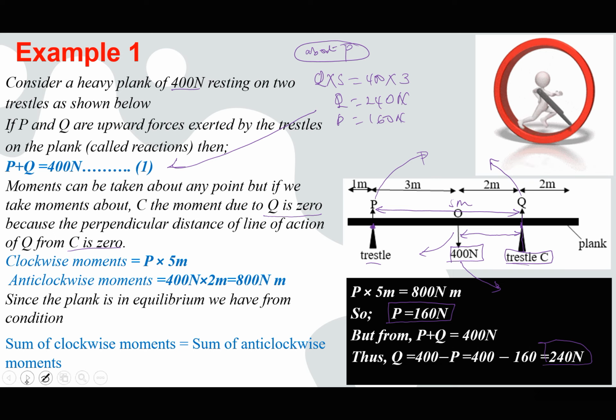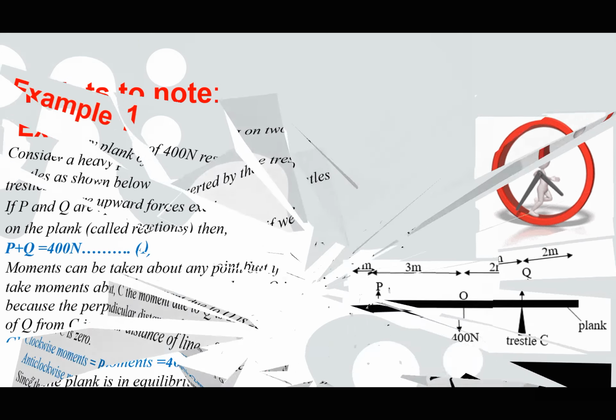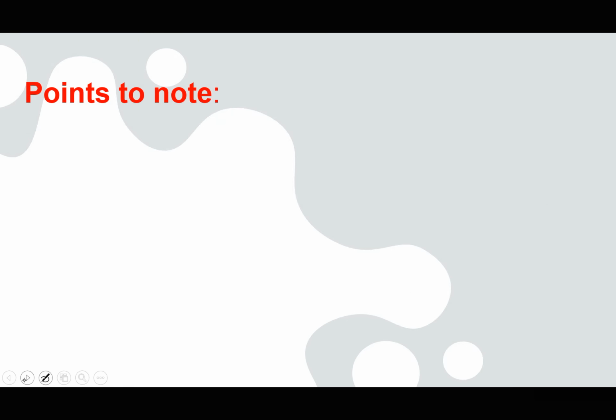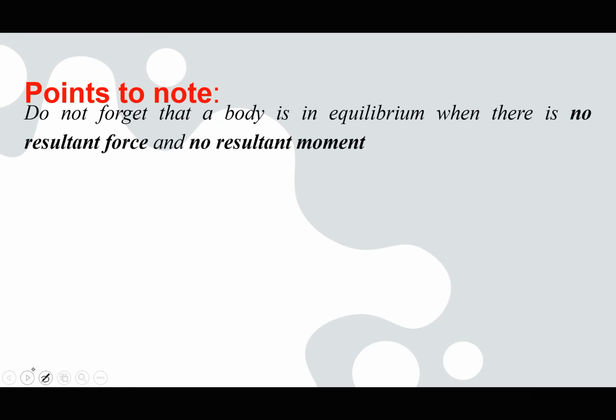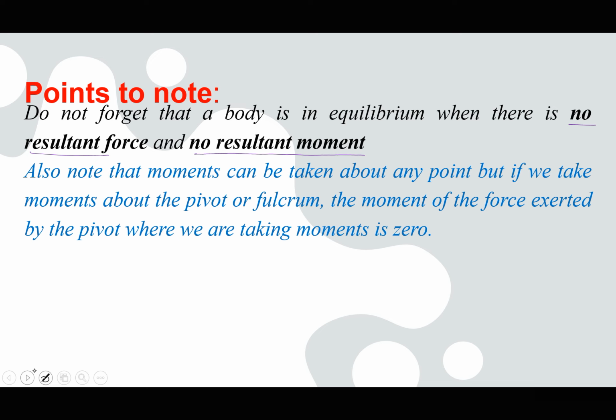Okay, so a few things we need to note from what we have just discussed there. Do not forget that a body is in equilibrium when there is no resultant force and no resultant moment. There should be no resultant force and no resultant moment. Also, I want you to note that moments can be taken about any point.